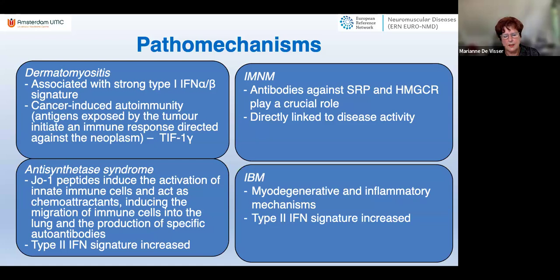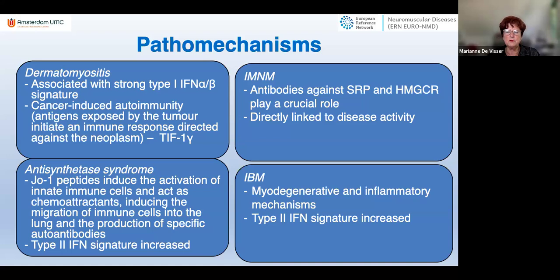dermatomyositis. In addition, as I mentioned previously, there's a strong association with cancer due to what is called cross-reactivity. Antigens exposed by the tumor initiate an immune response against the tumor. And the presence of the myositis-specific antibody TIF1 gamma, but also NXP2, have been shown to indicate a particularly high malignancy risk.